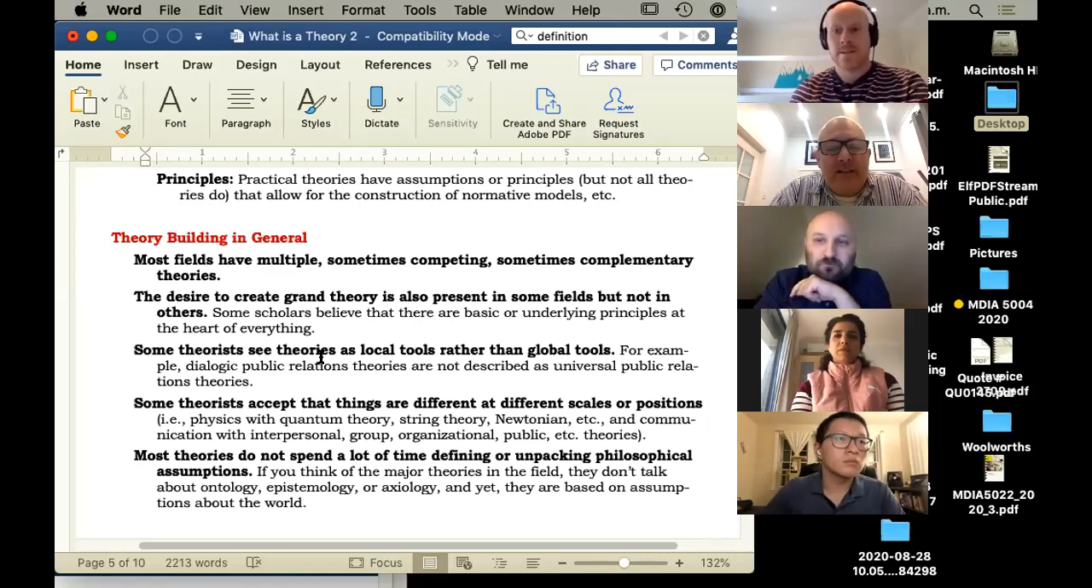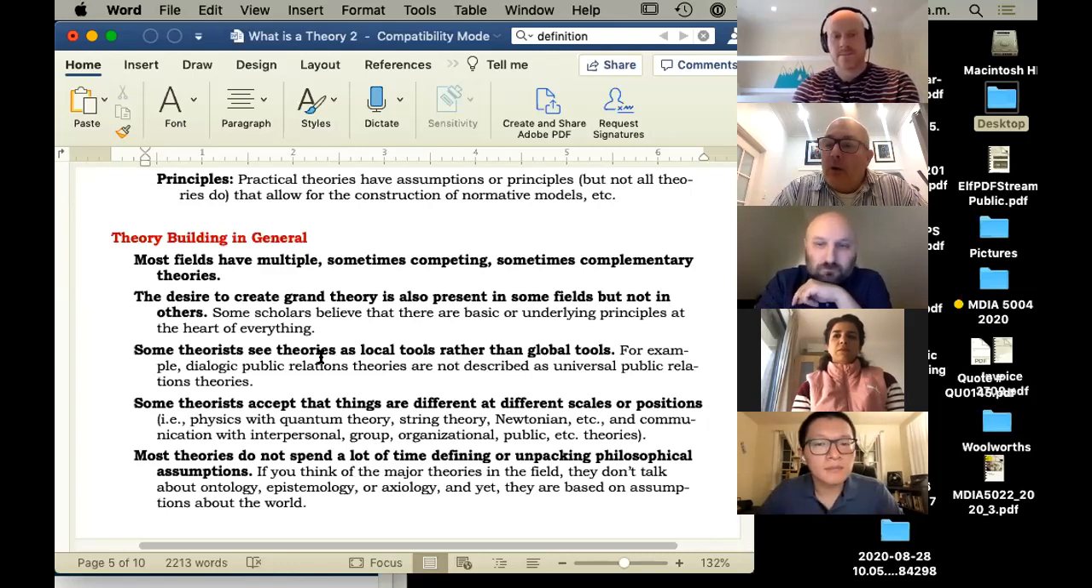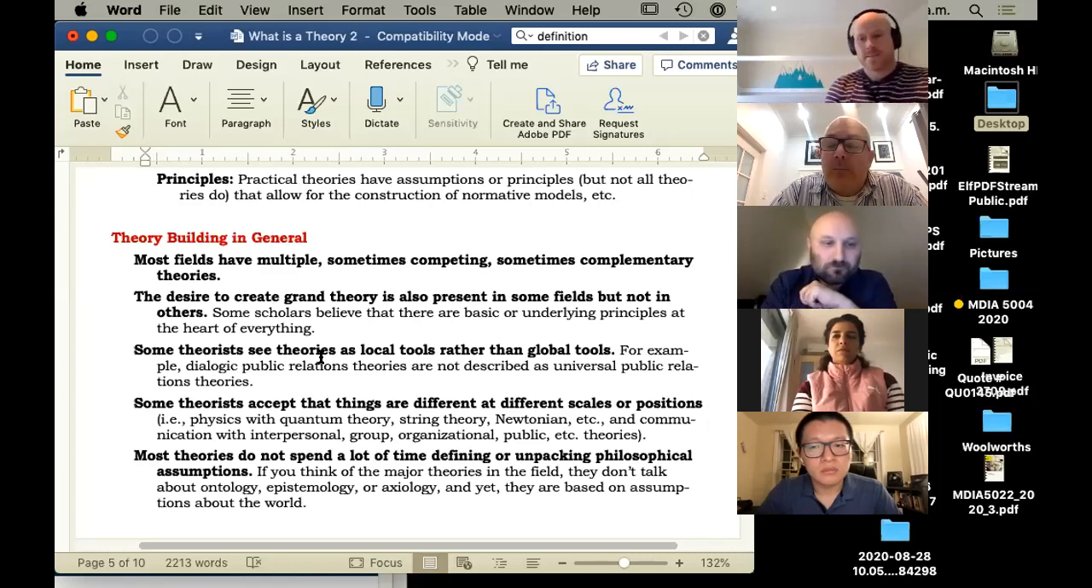All right, some theorists see theories as local tools rather than global tools. So in my work on dialogue, I've never said, and I don't think anybody else who's written about dialogue has said, dialogue is a theory that works in all public relations. Everyone who's written about it, from a theory standpoint, has consistently said dialogue has a range of applications. It can be useful here, but not necessarily everywhere. But there are tools. And I think that's true in most fields, there are different kinds of theories about things that help us understand the world.